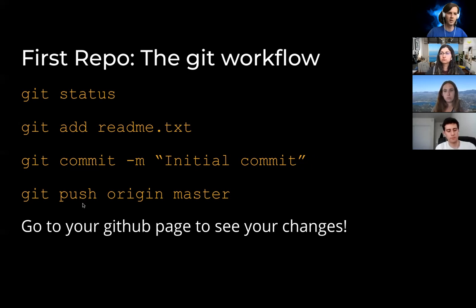And then git push origin master. So you're pushing your local repo to the remote repo, which is named origin for shorthand. And then master is what branch you're pushing, what version of the code you're pushing. And the default branch is always called master.